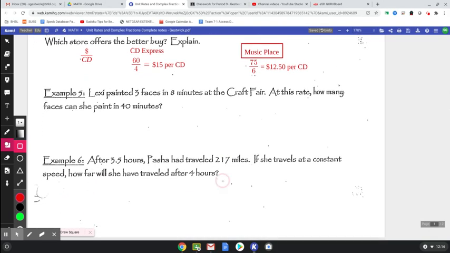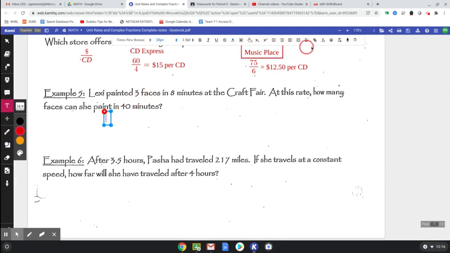Okay, example 5. Lexi painted 3 faces in 8 minutes at the craft fair. At this rate, how many faces can she paint in 40 minutes? All right, lots of strategies here. Faces per minute is what we're going to have to figure out, right? You want to know how many minutes per face? No. How many faces in a minute? Because you want to know how many in 40 minutes. See how you got to think that through. So how many faces per minute?